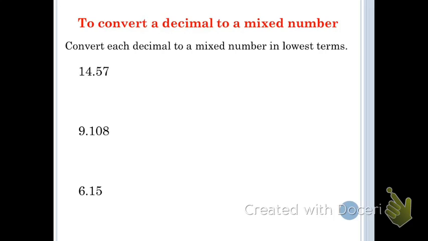Convert each decimal to a mixed number in lowest terms. 14 will be the whole number. 57 will be our numerator. So we have 14 and 57 hundredths.